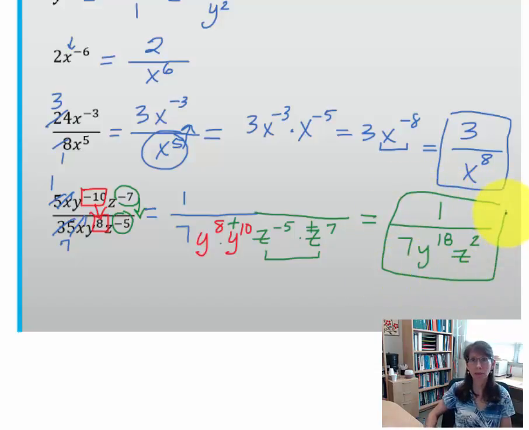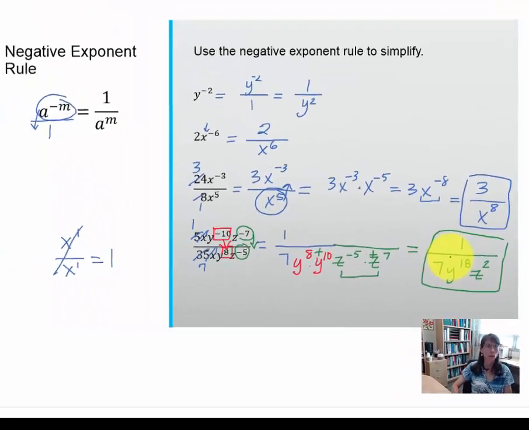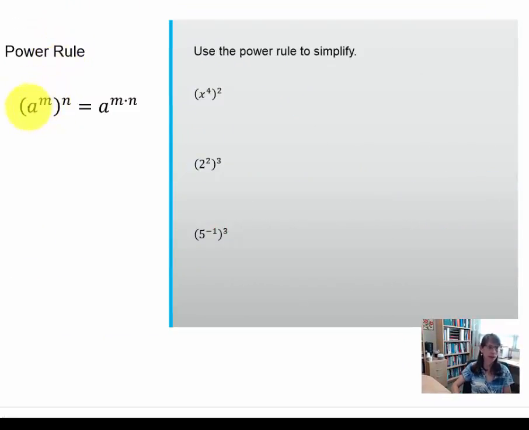So just take these step by step. Don't try to simplify too many things at once. Just take one base at a time. With the power rule, remember we have a base raised to a power already, but then it's raised to another power. So multiplication is how we will simplify these. With x to the fourth being raised to another power, that means x to the 4 times 2, which is x to the power of 8.